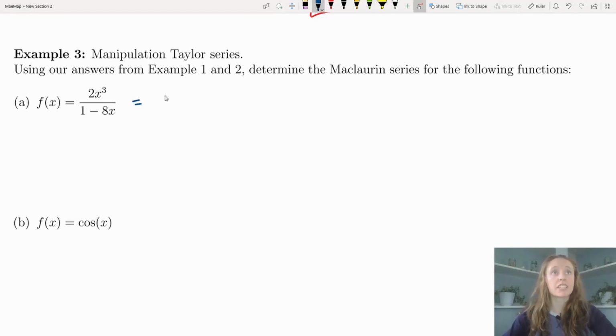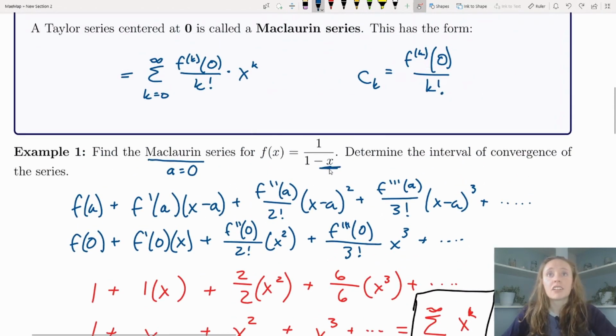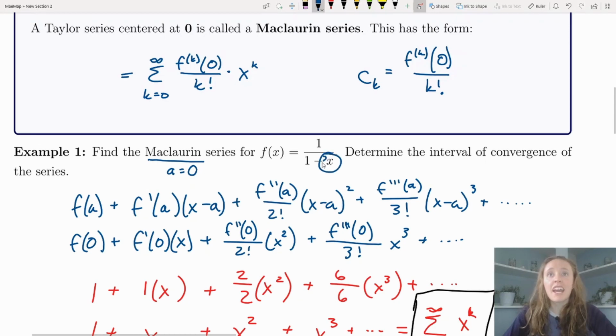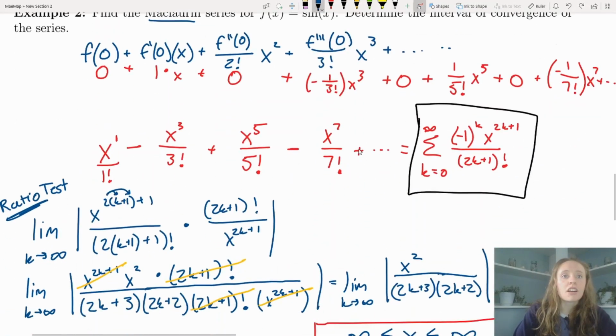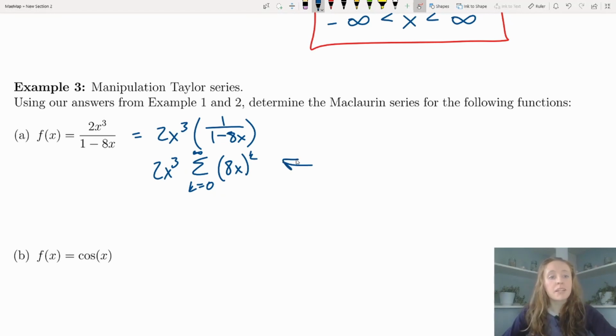So we can rewrite f of x as 2x cubed times 1 over 1 minus 8x. 1 over 1 minus 8x looks pretty close to 1 over 1 minus x. The only difference is that as opposed to plugging in x for everything to get x to the k, I'm going to be plugging in an 8x. So I should have 2x cubed times the summation from k equals 0 to infinity of 8x raised to the k. That's my series for 2x cubed over 1 minus 8x.